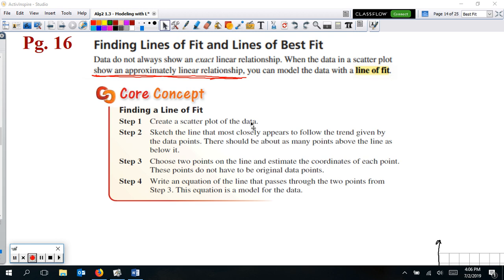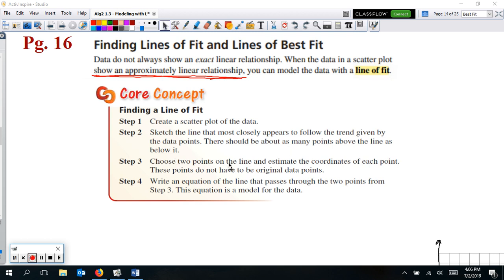And so to find a line of fit, you have to create a scatter plot from the data. That basically means you're going to just plot all the points from the data that you get, all the x and y points, sketch the line that most closely appears to follow the trend given by the data points, and there should be about as many points above the line as below it.